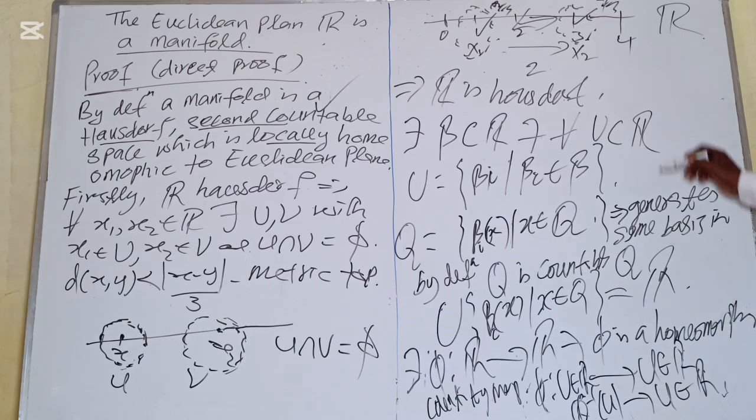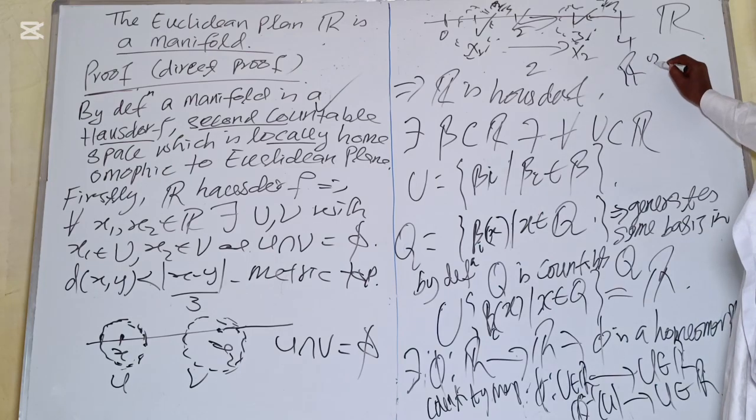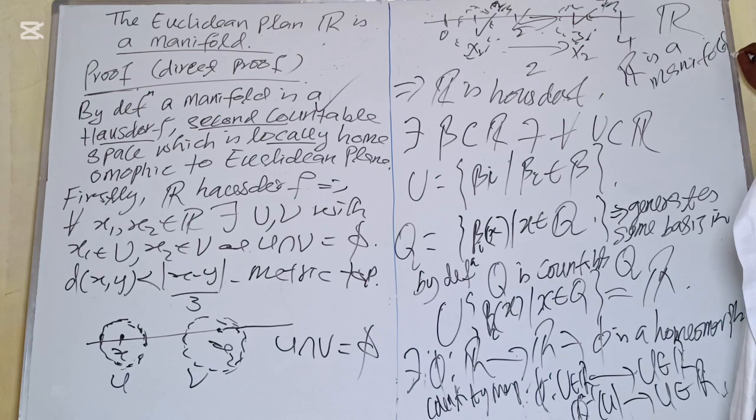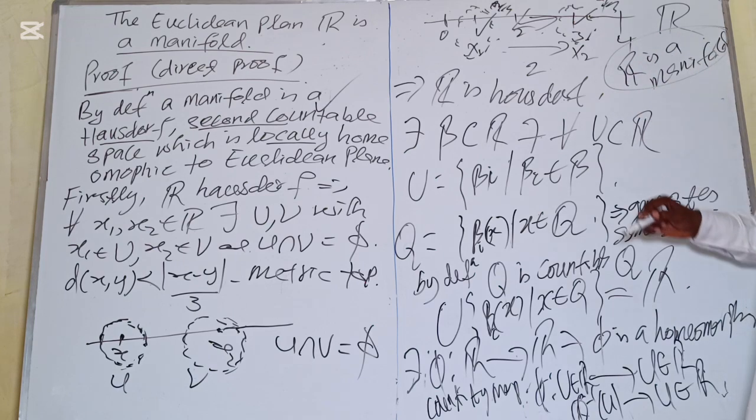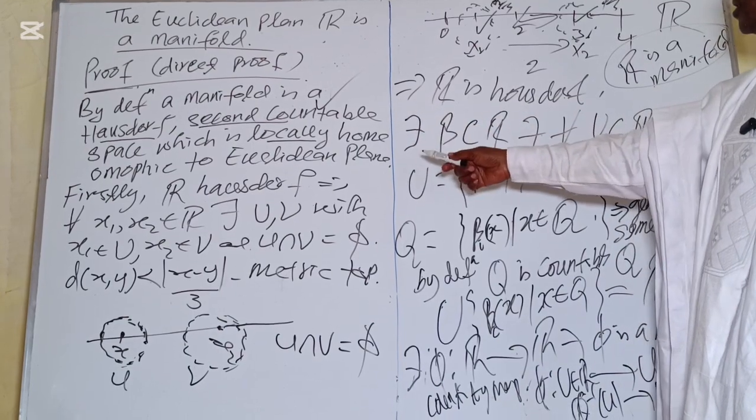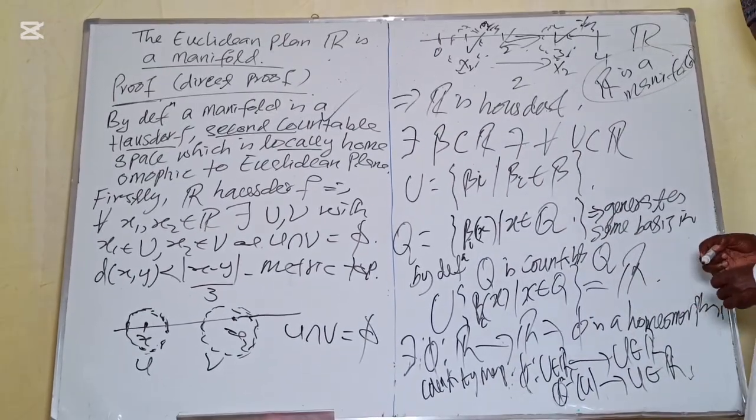So that means R is a manifold, because it satisfies all the requirements of a manifold. It is Hausdorff, it is second countable, and it is locally Euclidean to R itself.